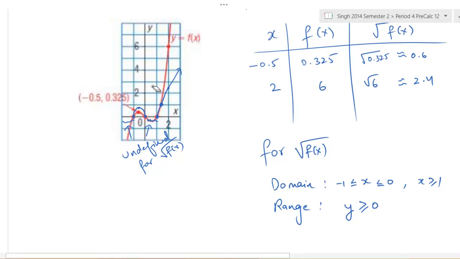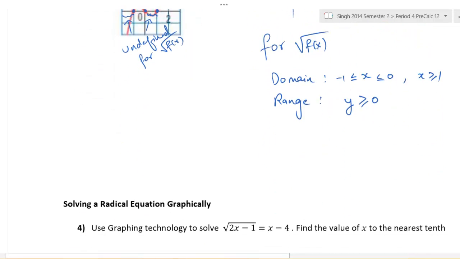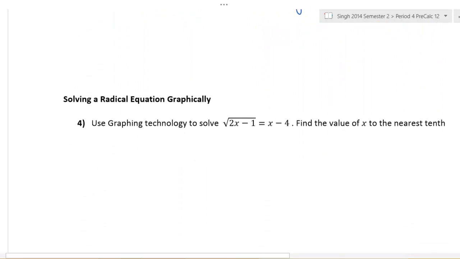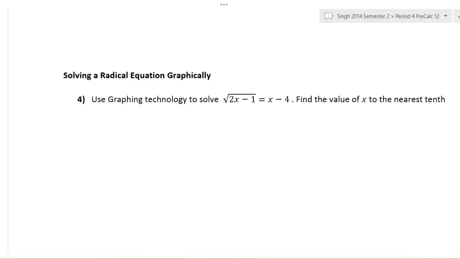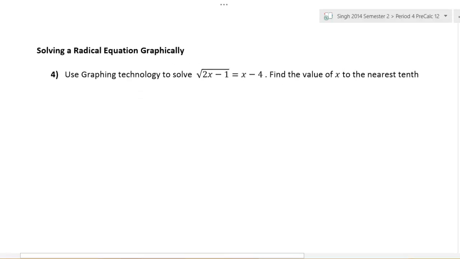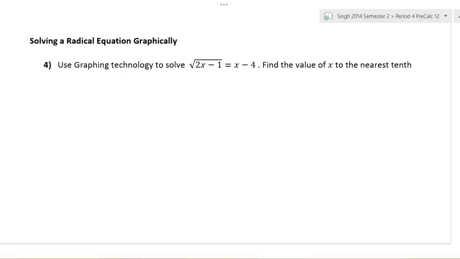We're going to finish off our lesson by using our graphing calculator to also examine some basic properties of radical functions. So our next example is just that. This time I've given you a radical equation. It's an equation with the radical function in it. And we're going to learn how to use a graphing calculator to solve for that radical equation. Okay, so take out your graphing calculators, reset it, and then we will take a look at this problem.